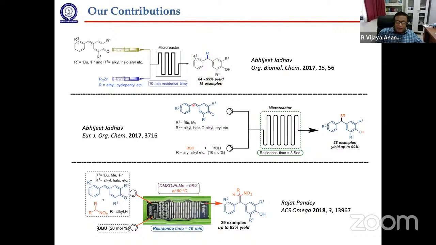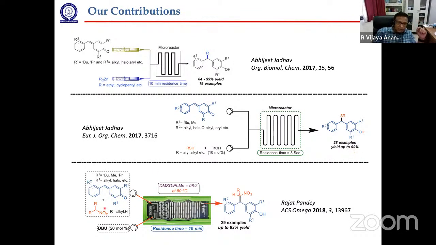And another example is thiol addition. This reaction is a very, very quick reaction. You can see the residence time is 3 seconds. You just send the solution, the reaction takes place, and then it immediately comes out. So 3 seconds means the reactants stay in the microreactor only for 3 seconds. So it's a really efficient reaction, and we get almost quantitative yield of the product.